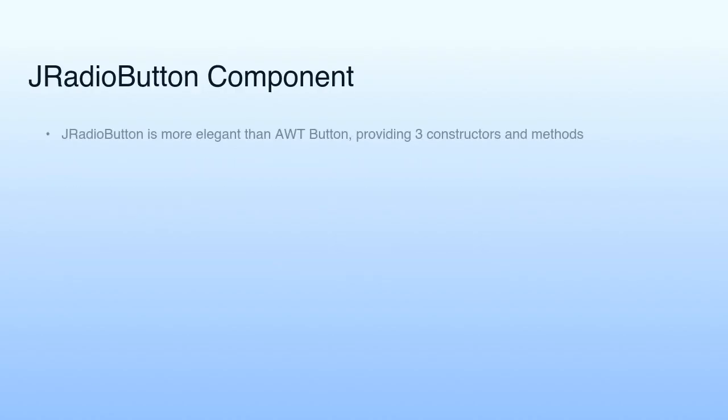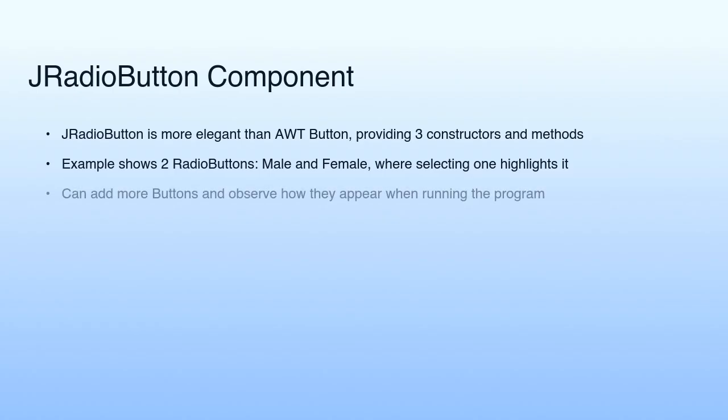Radio button is more elegant than AWT button, providing 3 constructors and methods. The example shows 2 radio buttons, male and female, where selecting one highlights it. More buttons can be added, and users can observe how they appear when running the program.